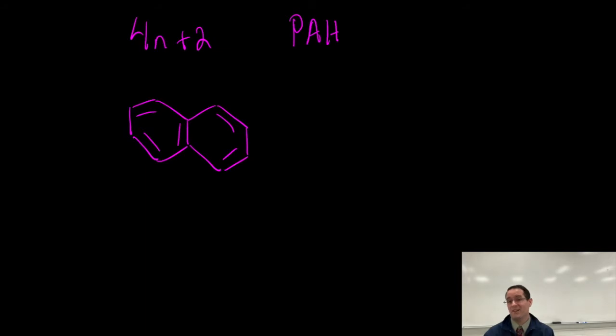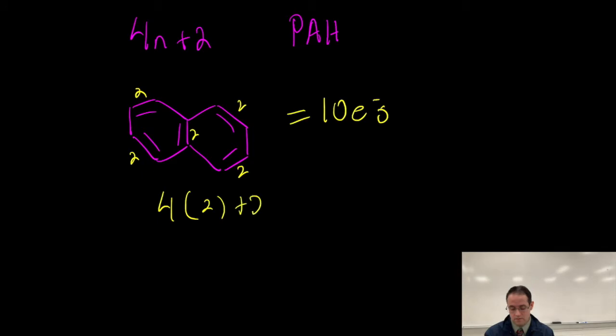And we want to identify how many total electrons are in this molecule. So each pi bond is 2, okay? So you count all those up, that's 10 electrons. And so we want to see, is there 4 times some number plus 2 equal to 10? And the answer is yes, okay? So these are all examples of aromatic compounds, okay?